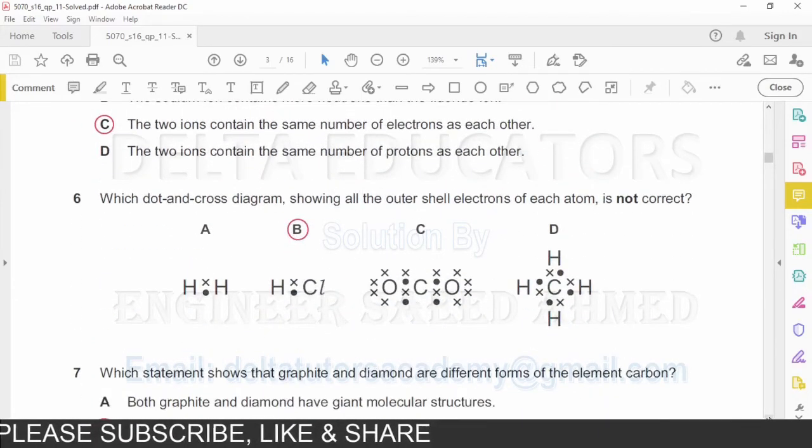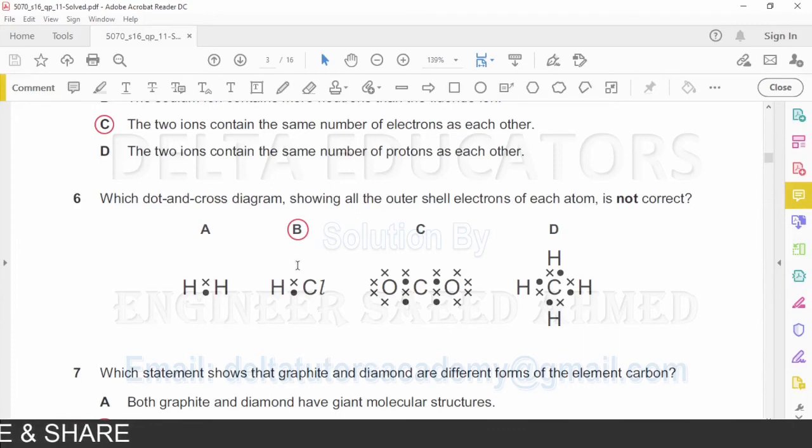Question number 6. Which dot and cross diagram showing the outer shell electrons of each atom is not correct? In hydrogen, in the last orbital, there is one electron. So this one is correct. Here this one electron of this hydrogen, second electron of this hydrogen. This B is incorrect. In hydrogen there is only one orbital, so that is the last orbital. In the last orbital of hydrogen, there is one electron, whereas in the last orbital of chlorine, there are 7 electrons. And here only one electron is shown, so option B is incorrect.